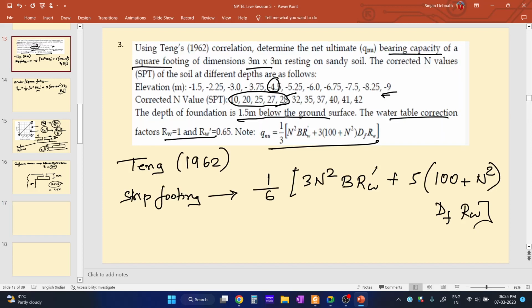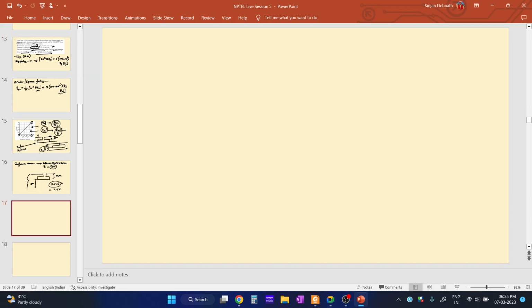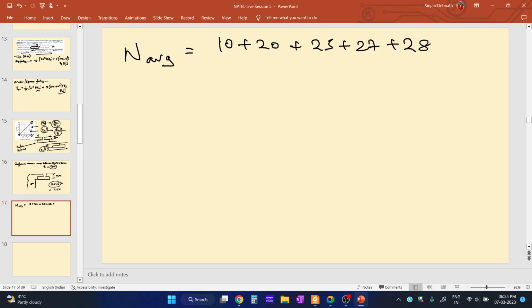So see, all these values 10, 20, 25, 27, 28. So N average, SPT average is 10 plus 20 plus 25 plus 27 plus 28, divided by 5. If you just calculate this, you will get N average to be 22. Okay, so now let us go back to the equation.